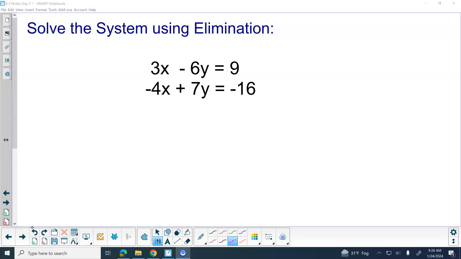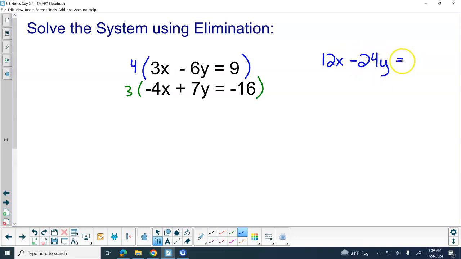All right, what variable you want to eliminate? X, okay, because the numbers are a little smaller. Yep, okay, that's fine. So if we're going to eliminate X, we got to multiply the top equation by 4, and we got to multiply the bottom equation by 3. Okay, so if I multiply the top equation by 4, I get 12x minus 24y equals, what's that, 36?